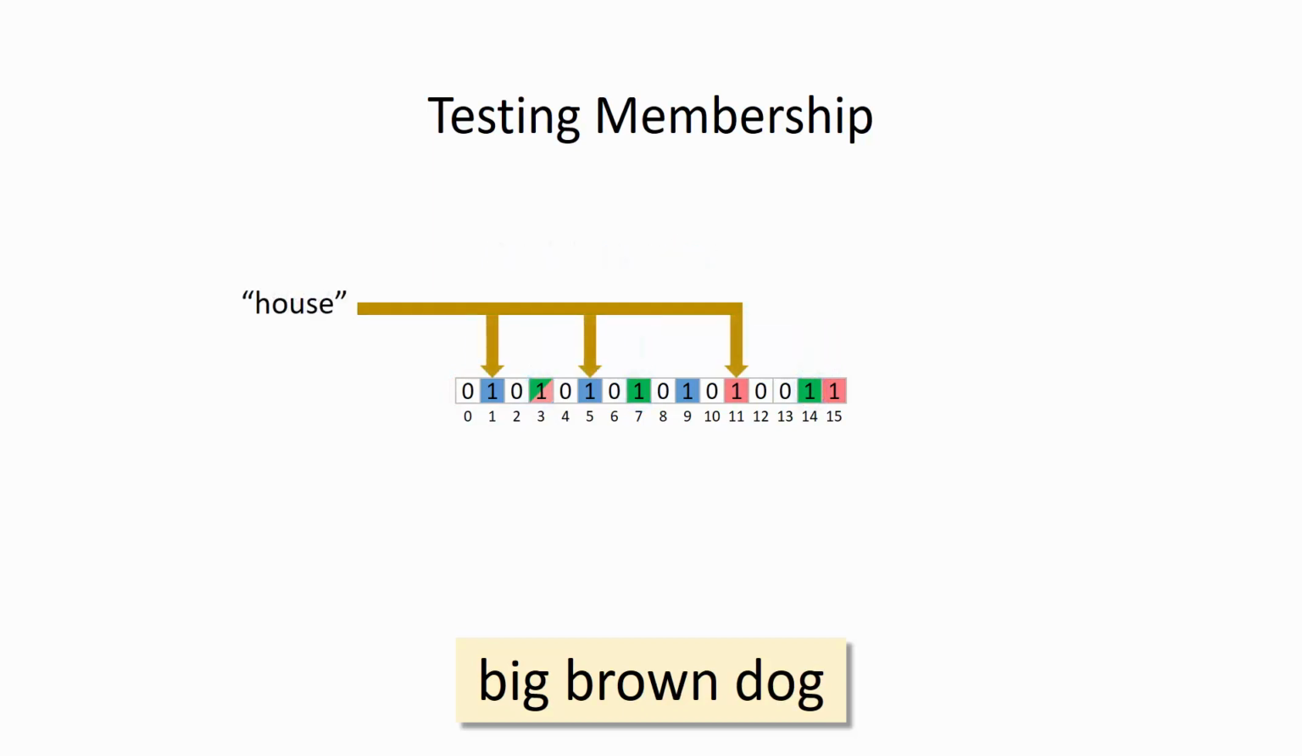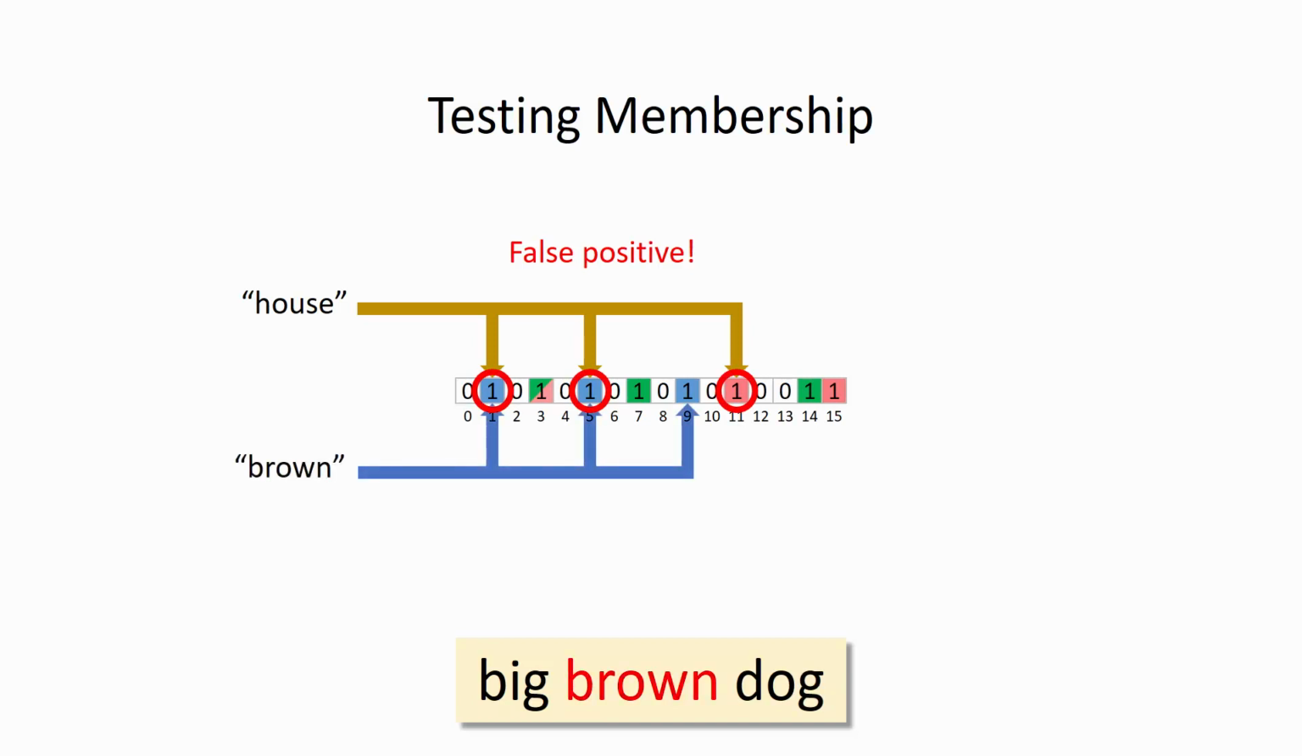Well, consider the case of house. Its hashes all map to 1, so we report it as a possible match, even though house was never added to the set. How did this happen? Well, the term brown contributed 2 of the set bits, while dog contributed another. This is what we call a false positive. Bloom filters are conservative probabilistic data structures. This means they will always report membership for items in the set, but on occasion they may lie and report membership for items that were never added.